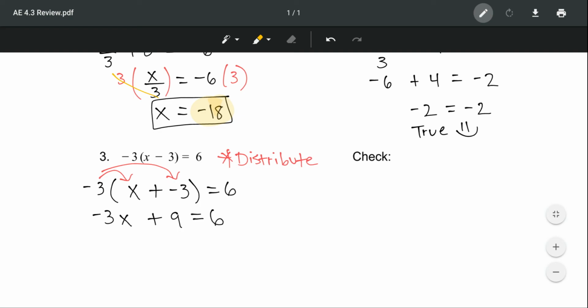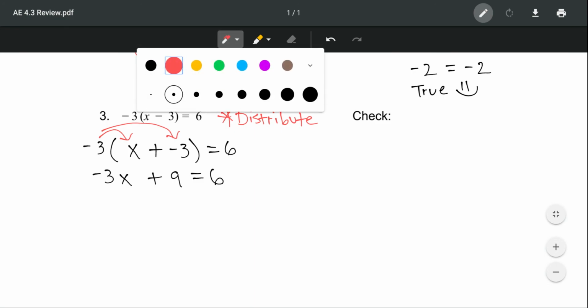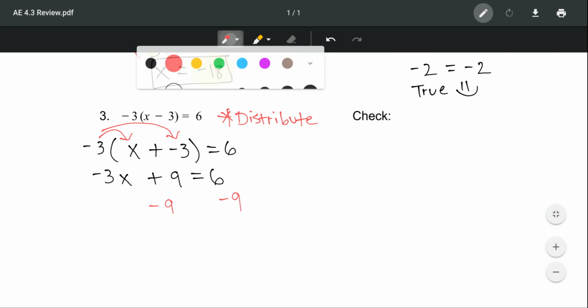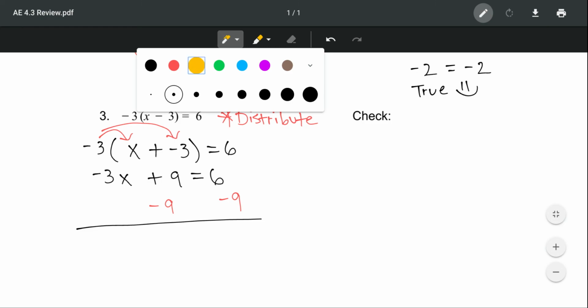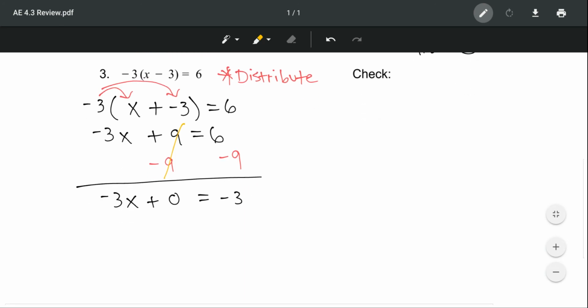That equals 6. Now we're ready to solve, so add negative 9 to both sides of the equation. So negative 9 and positive 9 on the left side will cancel, so you're left with negative 3x plus 0 equals 6 plus negative 9 would be negative 3. So negative 3x equals negative 3.